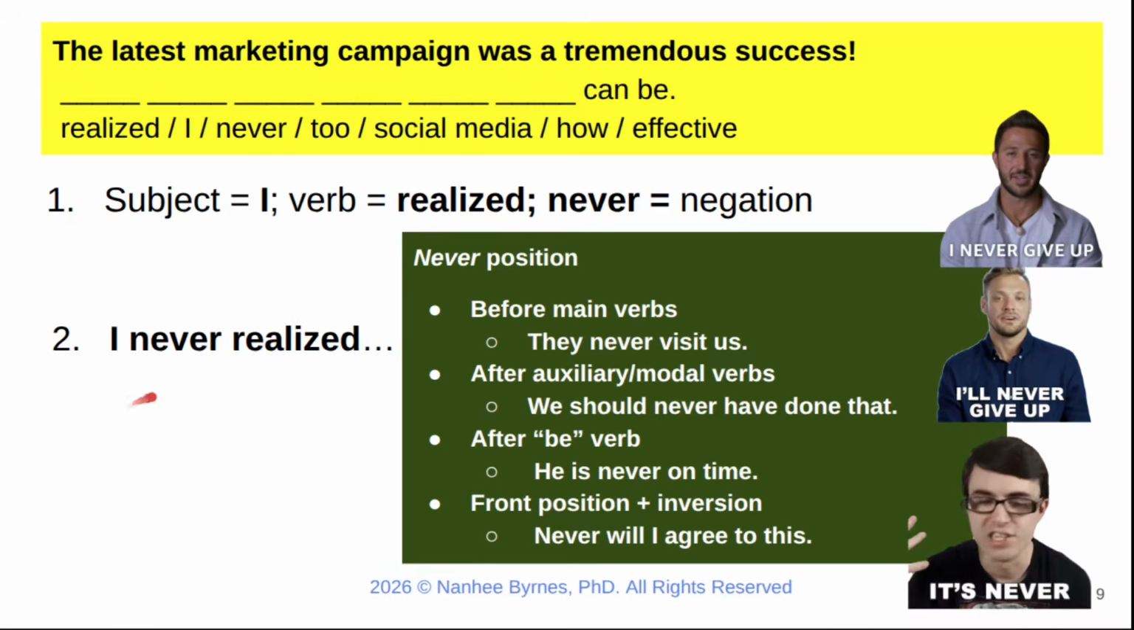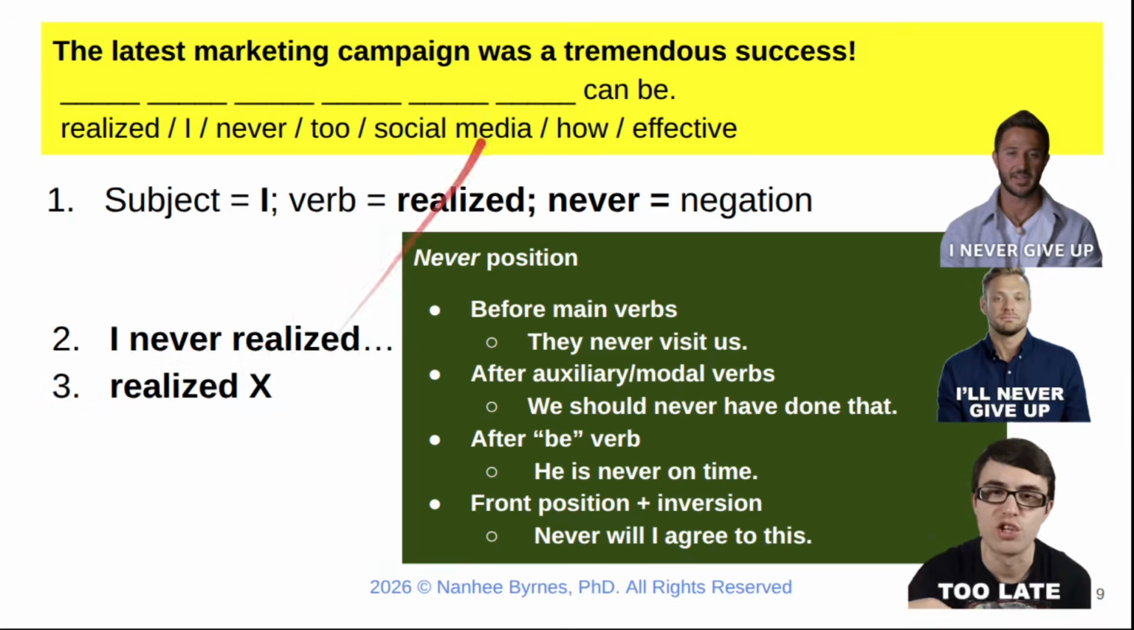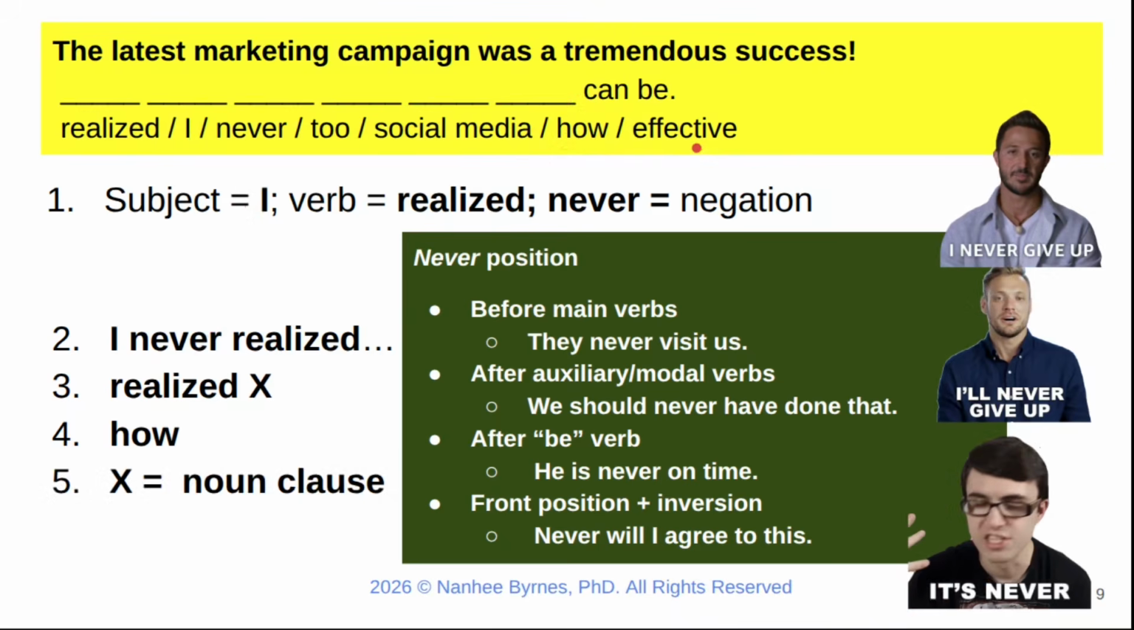Since we have can be, we know the object is a noun clause. The word that leads a noun clause here is the interrogative how. Another grammar note: how is special. Unlike other interrogative pronouns, how can modify an adjective to express the degree or intensity of something.